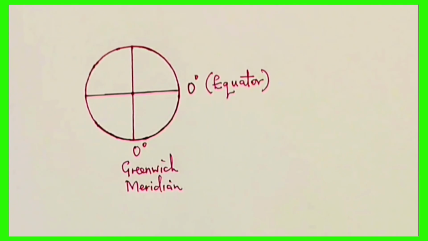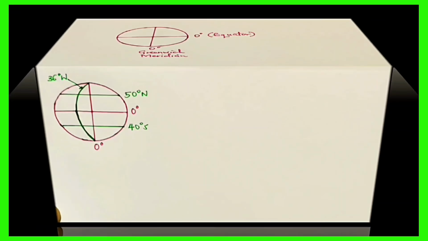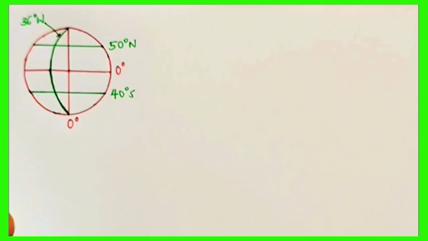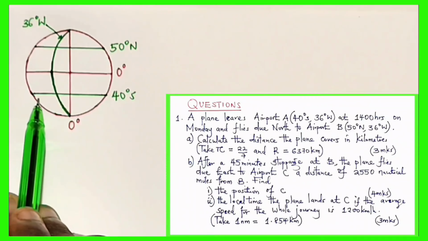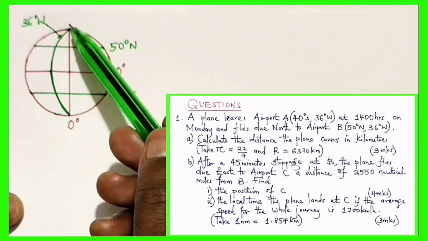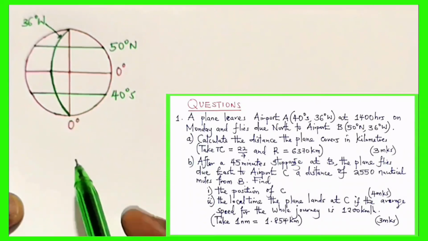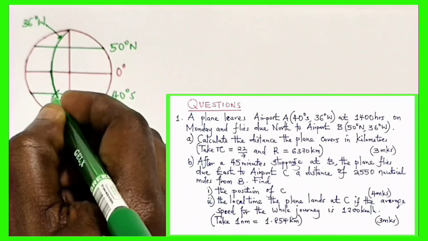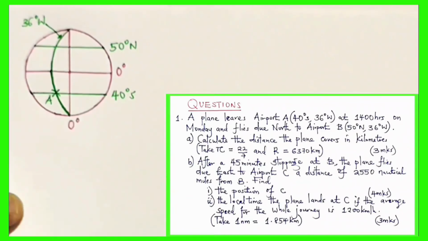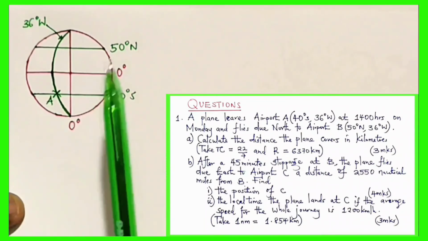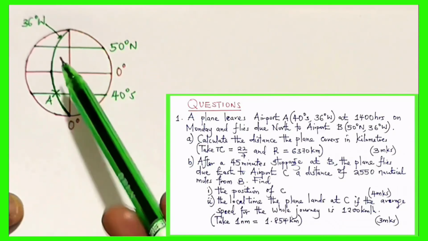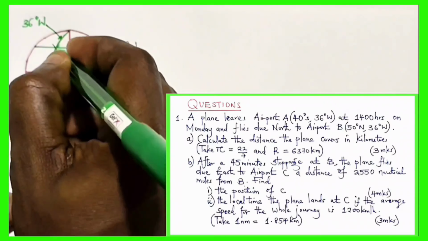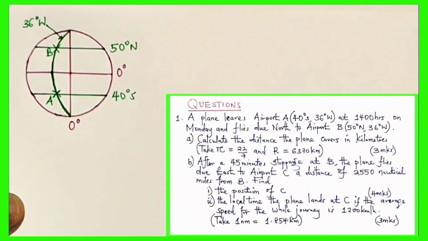Now let's consider the solution for number 1. So we are going to start by locating the points. So we'll start by airport A. We've been told it is on a latitude 40 degrees south and on a longitude 36 degrees west. So this is where we find point A. And then point B, we've been told it is on a latitude 50 degrees north and on a longitude 36 degrees west. So this is where we find point B.